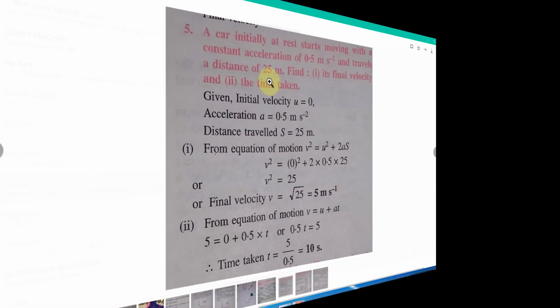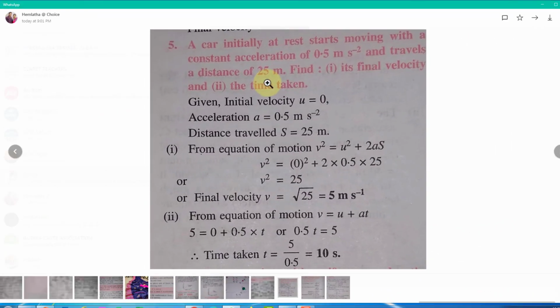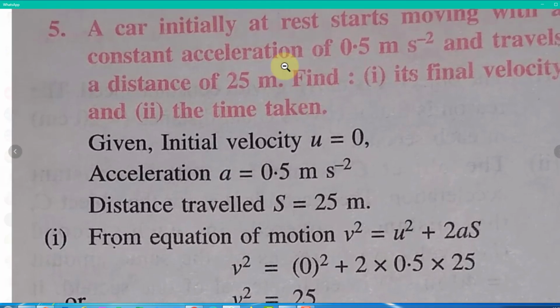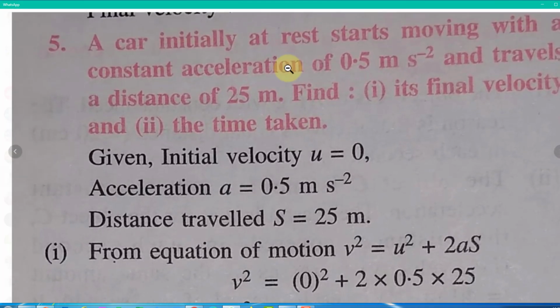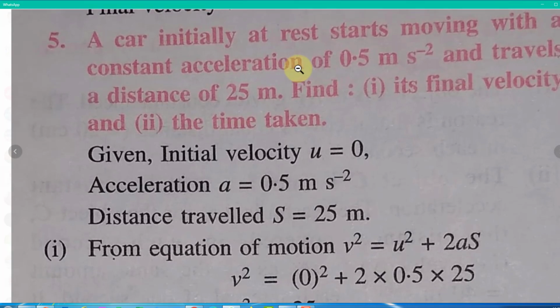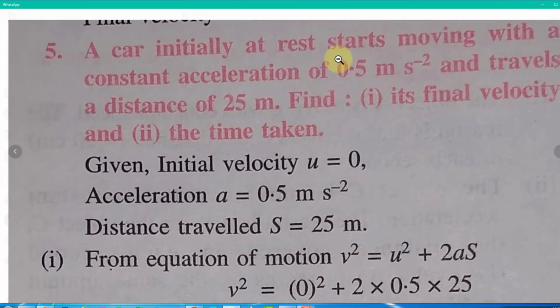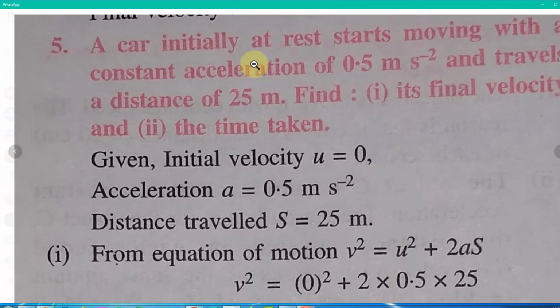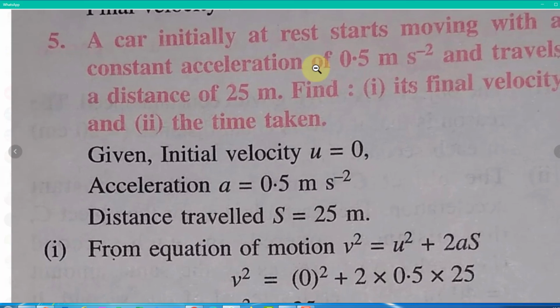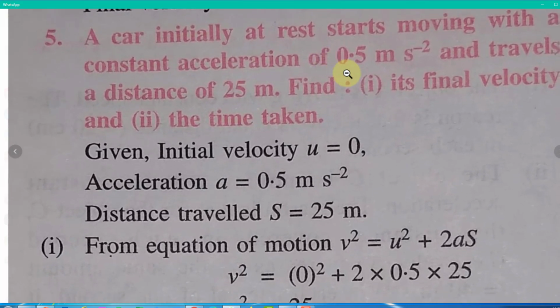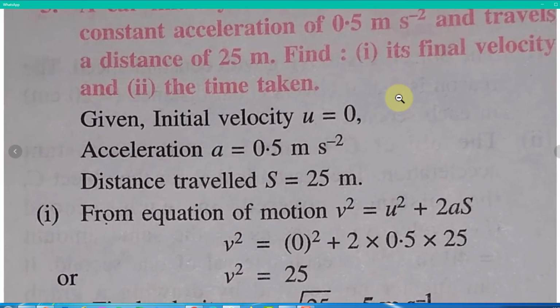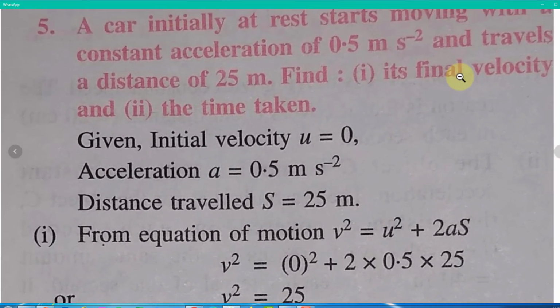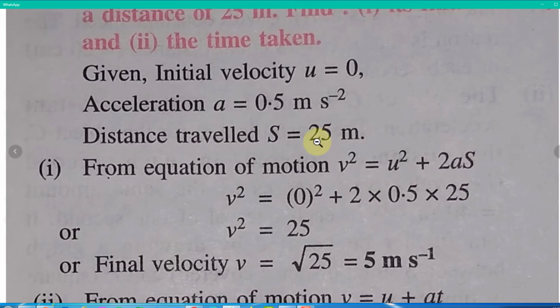Got it children? So children, now we will discuss some numericals based on third equation of motion. So you can see on your screen, the first question is, a car initially at rest starts moving with a constant acceleration. Constant acceleration means uniform acceleration of 0.5 meter per second square and travels a distance of 25 meter. Find its final velocity and time taken.